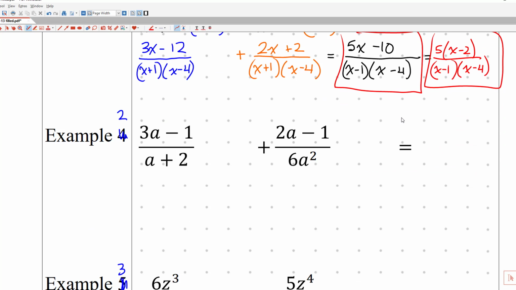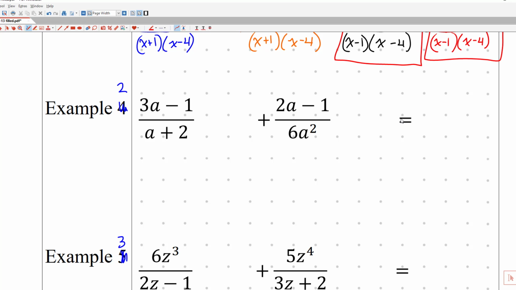Let's look at another example. So there's nothing too special. Again, it's going to be the same procedure. I'm just going to be multiplying by 6a squared over 6a squared. And for the second fraction, I'm going to have a plus 2 over a plus 2. I'm always looking at the denominator of the other fraction.